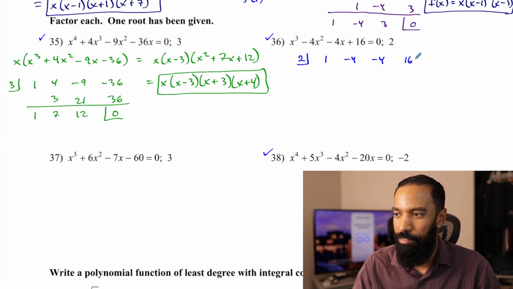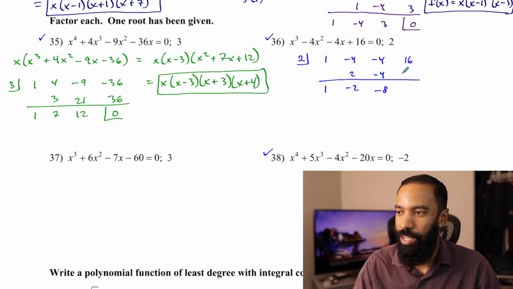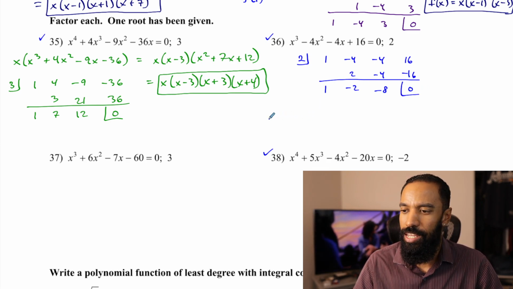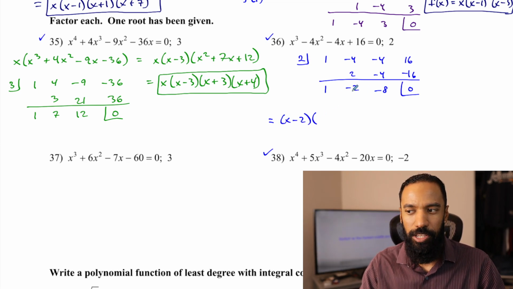But no GCF on all 4 terms. So 1 times 2 is 2, and then negative 2 is negative 4, negative 8, negative 16, 0. 0 remainder here. So this factors into x minus 2, and then x squared minus 2x minus 8. We did this before. That's x minus 4 times x minus 2.